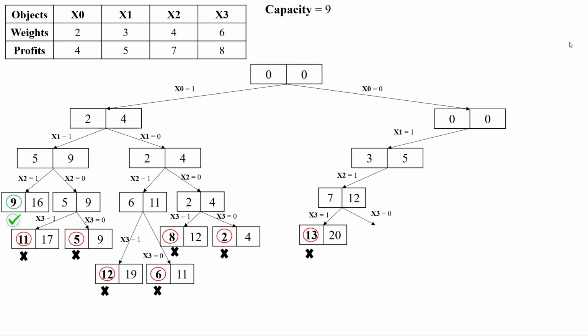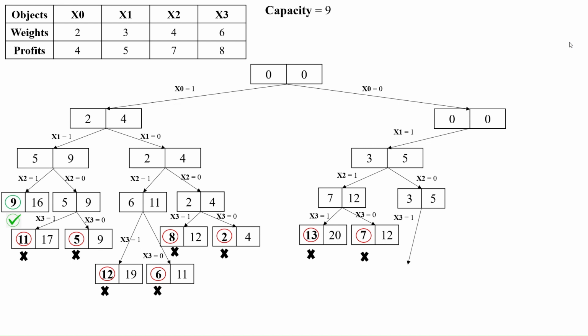And now let's backtrack by considering x3 is equal to 0, which means we are not considering x3. So put the parent values 7 and 12, even though the condition fails because we have reached all the objects. Backtrack to x2 and consider x2 is equal to 0, which means we are not considering x2. Put the weight 3 and profit of 5 and consider x3.